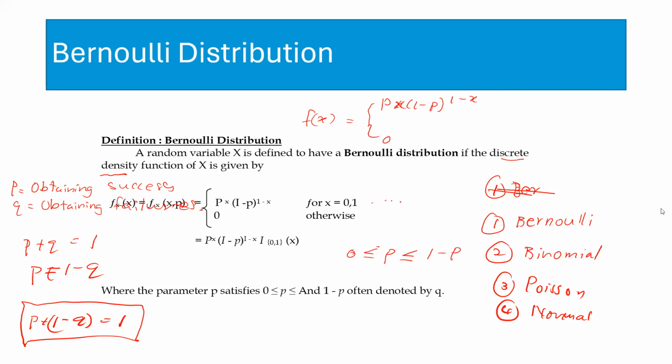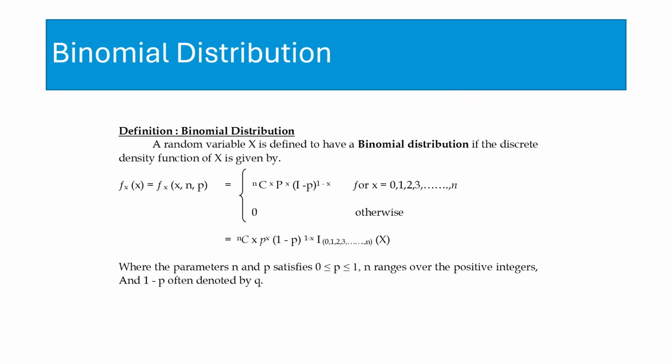Bernoulli trials represent two situations, getting successes and getting failures. Right, okay, let's go to the next. So, binomial distribution. In binomial distribution, we also consider a variable X that is defined to have a binomial distribution. That is also a discrete function.